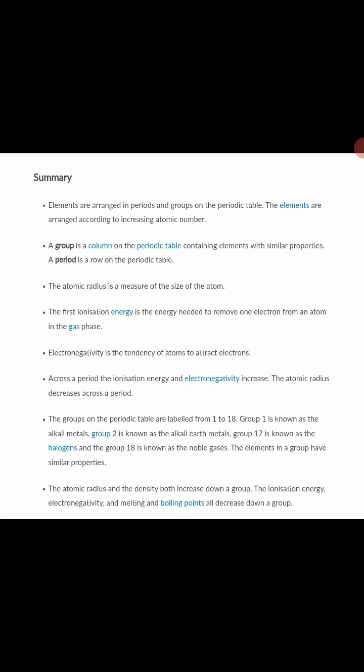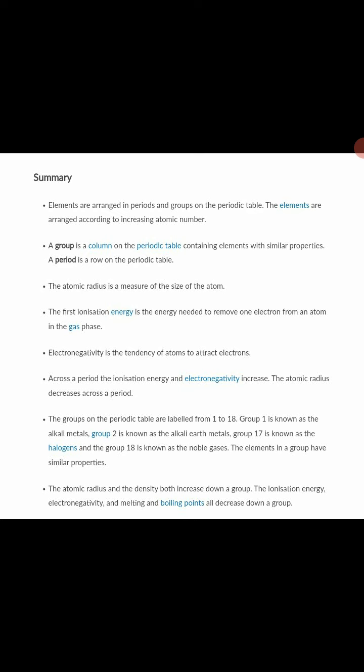Then the groups on the periodic table are labeled from 1 to 18. Group 1 is called the alkali metals. Group 2, the alkaline earth metals. Group 3, metalloids, where you have the semiconductors that possess properties of metals and non-metals. Group 17 is known as the halogens. Group 18 as the noble gases. This is for your large periodic table. And the small one we use in secondary school, group 1 to 8, is just a subset of the main table. In the main table, group 17 are the halogens, group 18 are the noble gases.